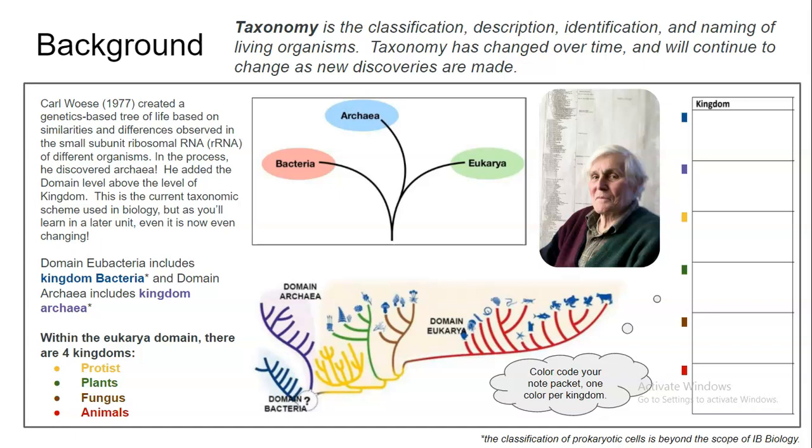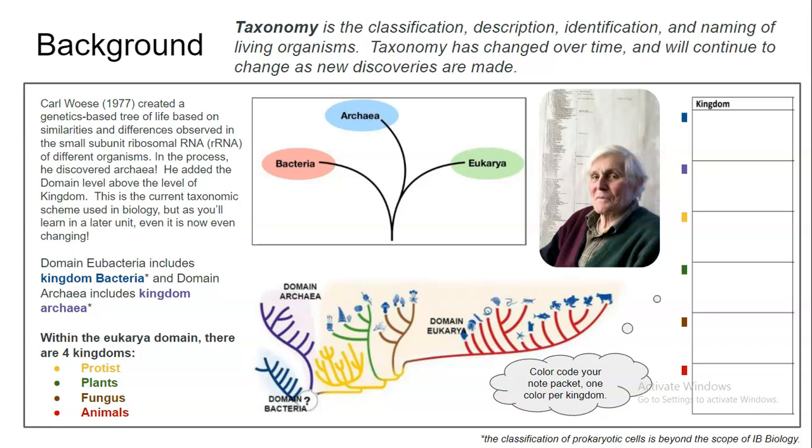He noticed that these creatures that we now put in archaea, even though they looked very similar to bacteria, genetically were as different from bacteria as you are from a banana. So there was no way that we could continue to have these two domains together. Instead, we made a third domain. And this is the current taxonomic scheme that we use in biology. But as you'll learn, it's still changing.